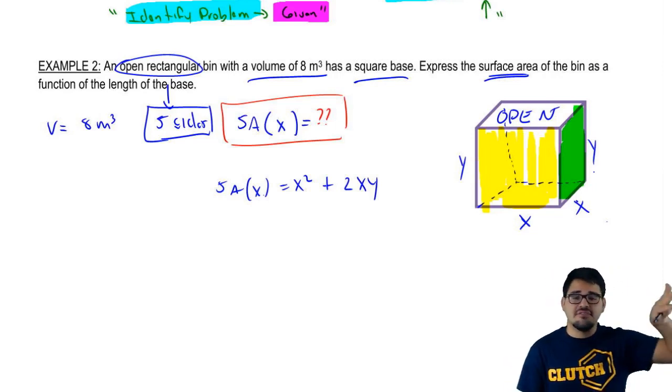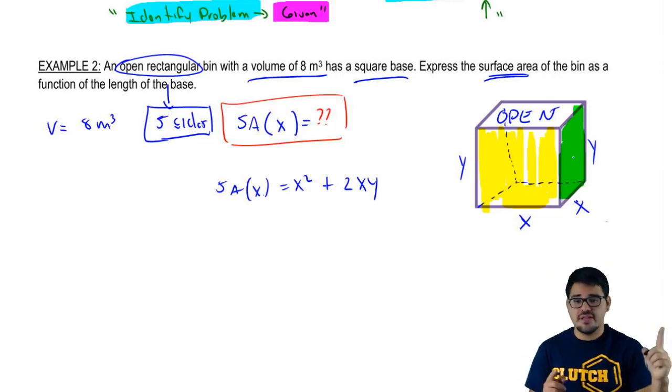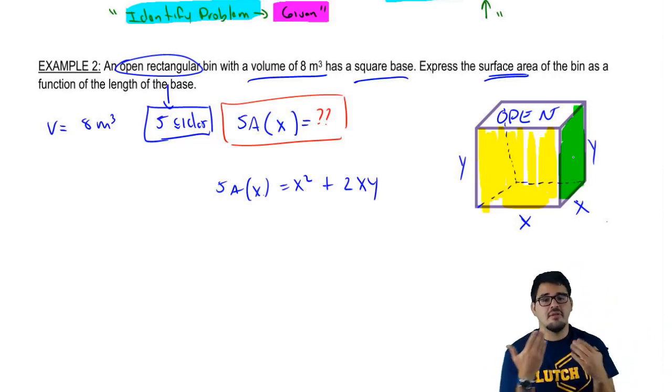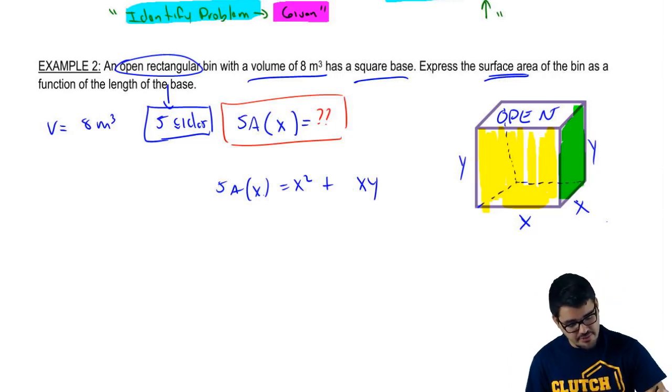So we're going to have a left and a right. Since we're going to have 2 greens, one on the right side and one on the left side, and we're going to have 2 yellows, a front and a back. Those are all the same because it's x times y. So we're just going to have 4 of those.